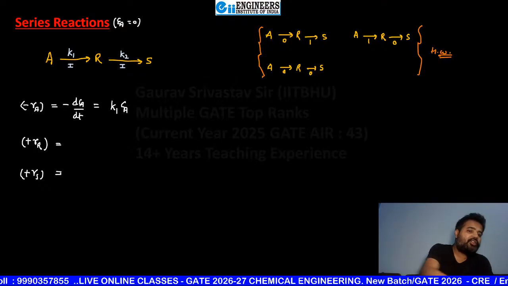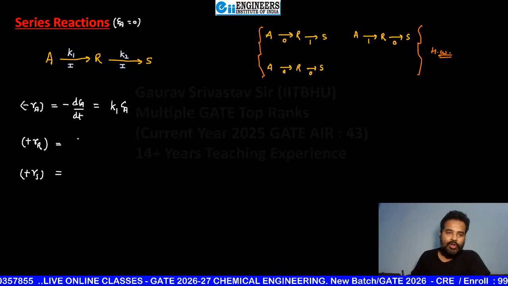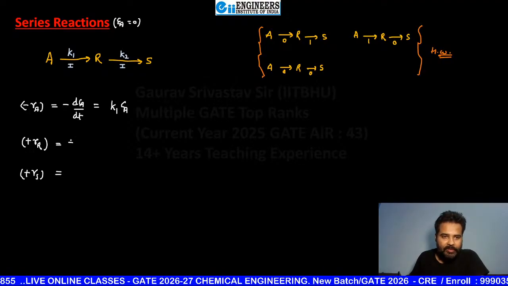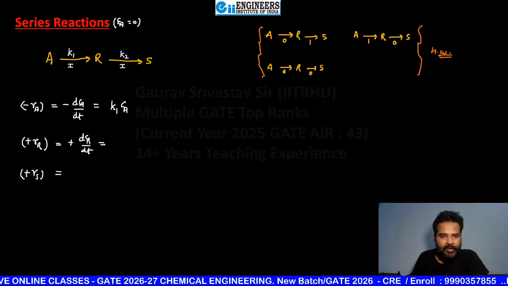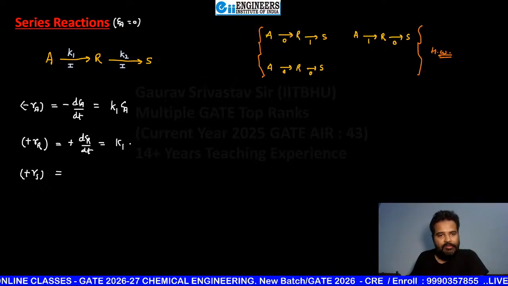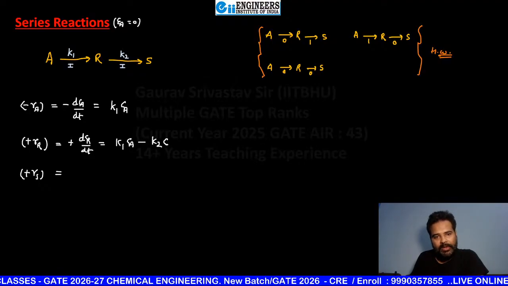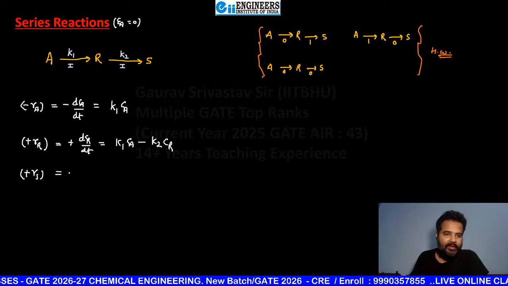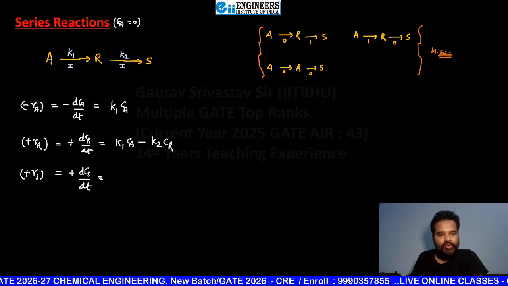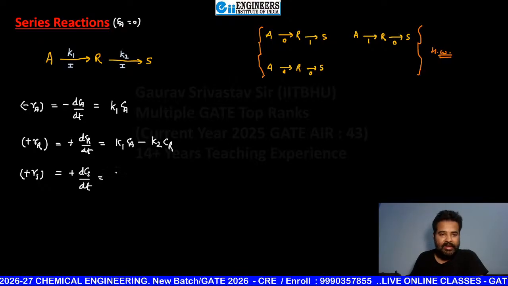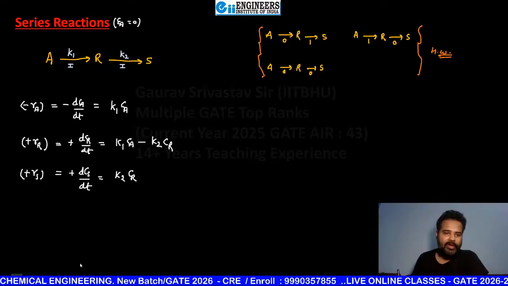Very good. So what is R? The rate of appearance or formation of R, that means plus dCr by dt, can be written as: R is formed by K1Ca, but at the same time it is going to disappear by K2Cr. And the rate of formation of S can be written as dCs by dt, and clearly it is formed only and only by the second path, that is K2Cr. Very good.